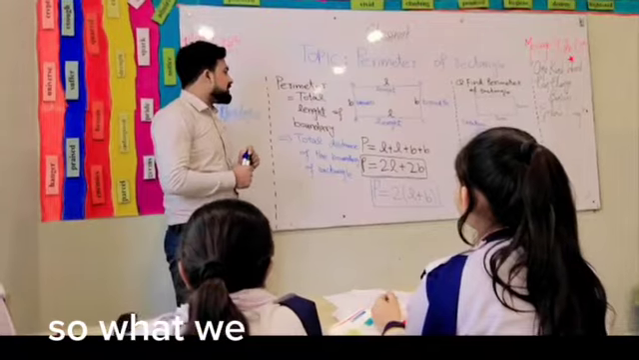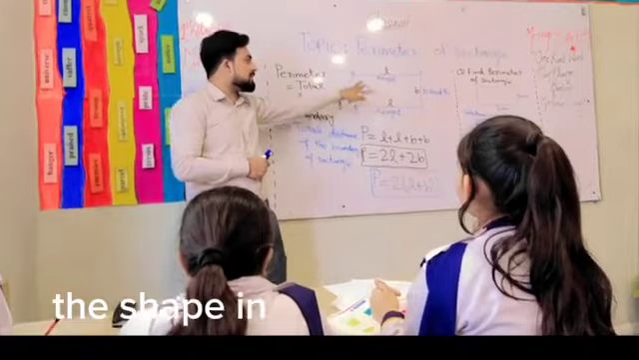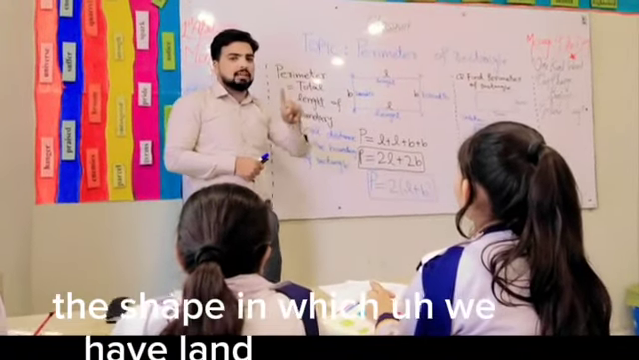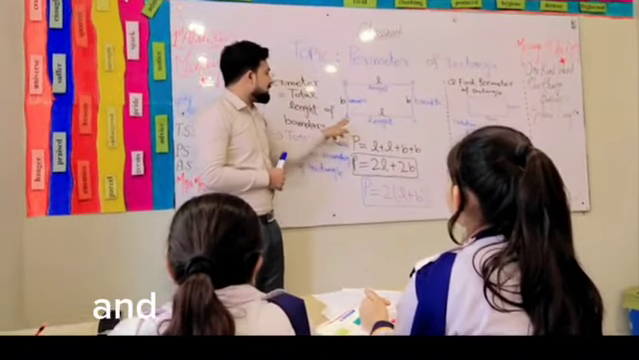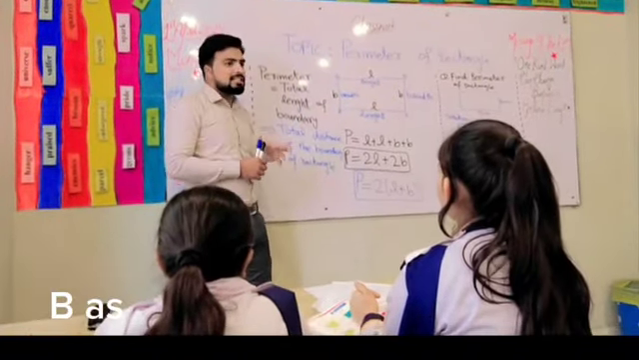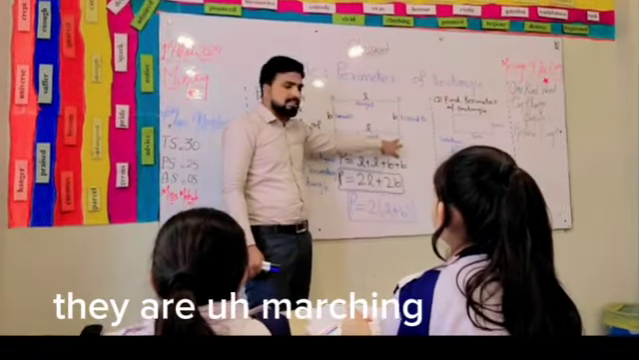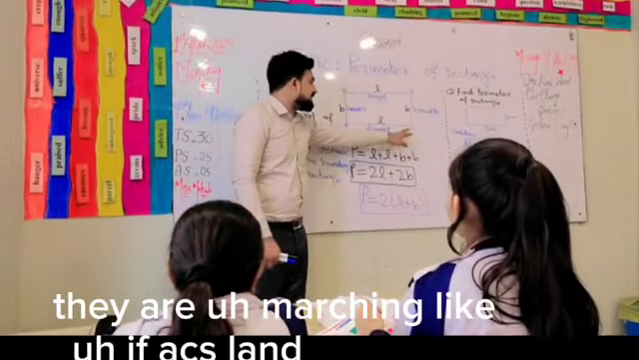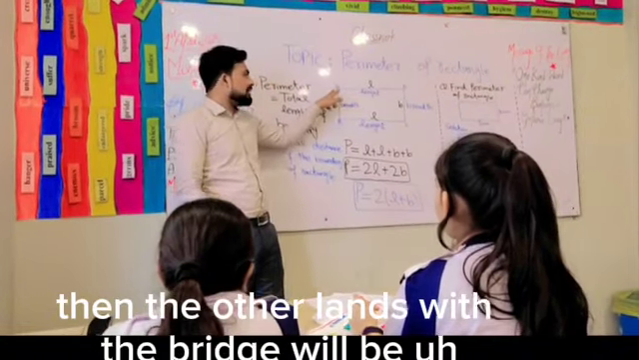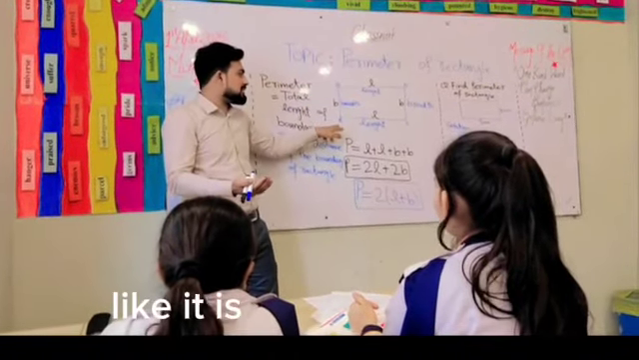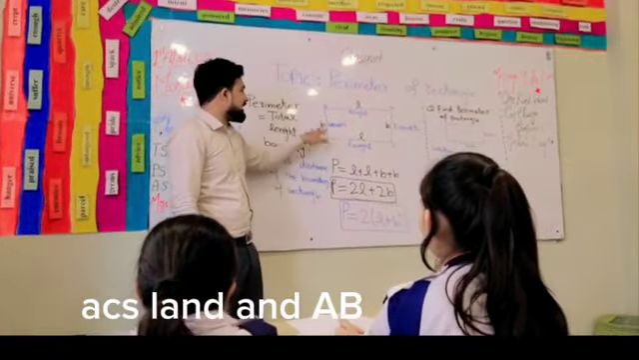So what do we do to find out the perimeter of a rectangle? A rectangle is a shape in which we have length and breadth. Length shows this distance from A to C, and breadth shows this distance AB. In a rectangle, the two distances, length and breadth, are not the same. Like if AC is length and this is 5 centimeters, then the breadth will be other than 5, like 3 centimeters or something else. So AC is length and AB is the breadth.